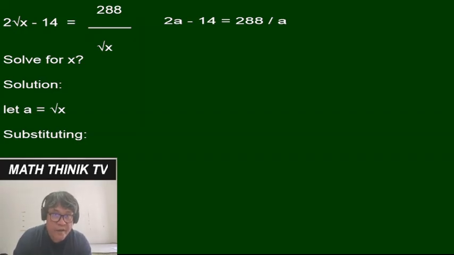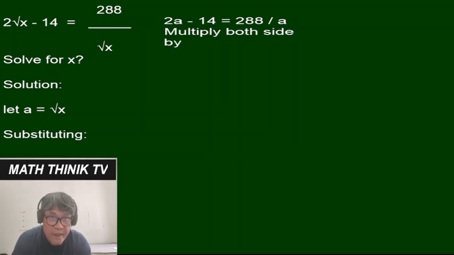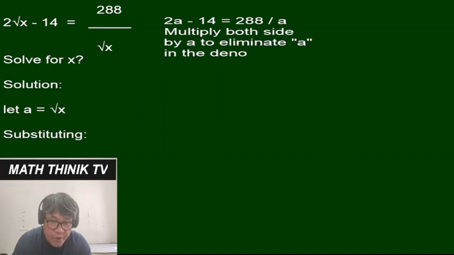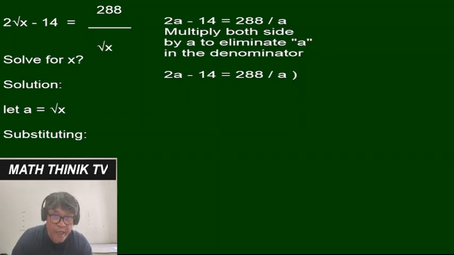So to simplify that, you multiply both sides by a, di ba? To eliminate a in the denominator, right? So equation becomes 2a minus 14 is equal to 288 over a. We multiplied this equation, both sides, by a.